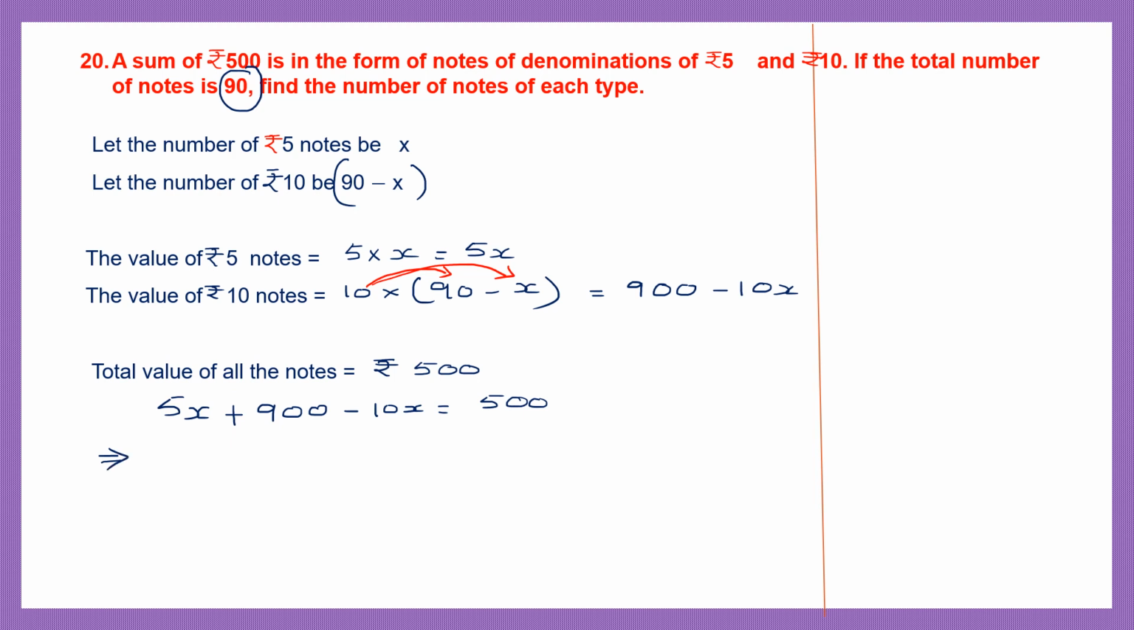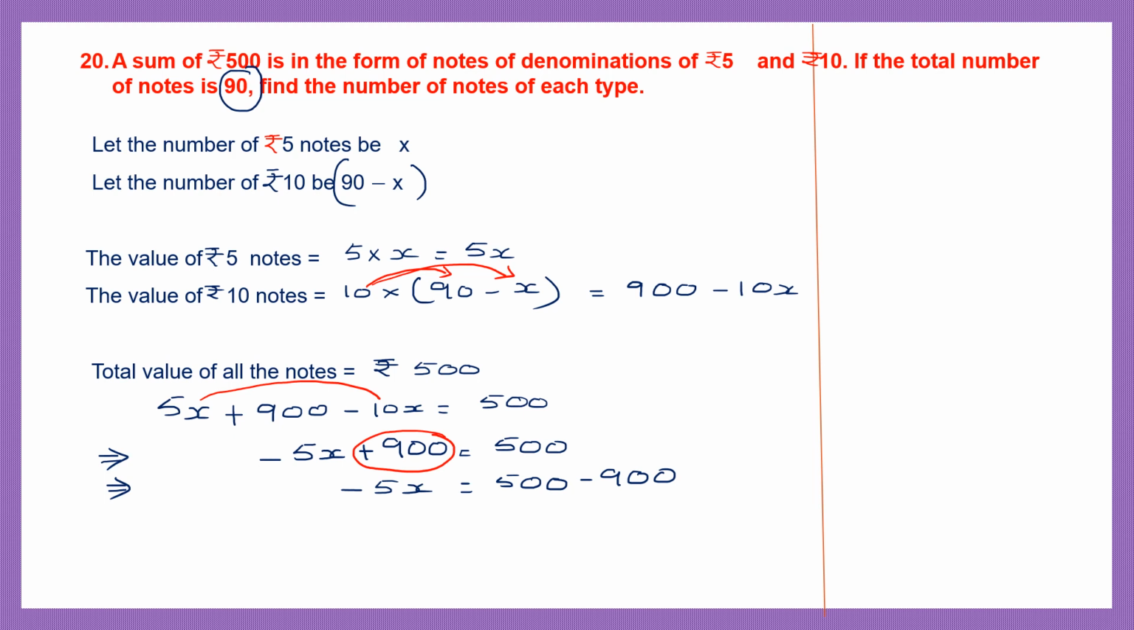We can find the value of 5x. So first let's take all the x terms. We have 5x minus 10x. Signs are different, so we put the sign of the bigger number and subtract. 10 minus 5 is 5. So minus 5x plus 900 equals 500. Now we can find the value of minus 5x first. Minus 5x equals 500 minus 900, because we are transposing plus 900 from the left hand side to the right. So now what do we get? We get minus 5x equals 500 minus 900, which is minus 400.